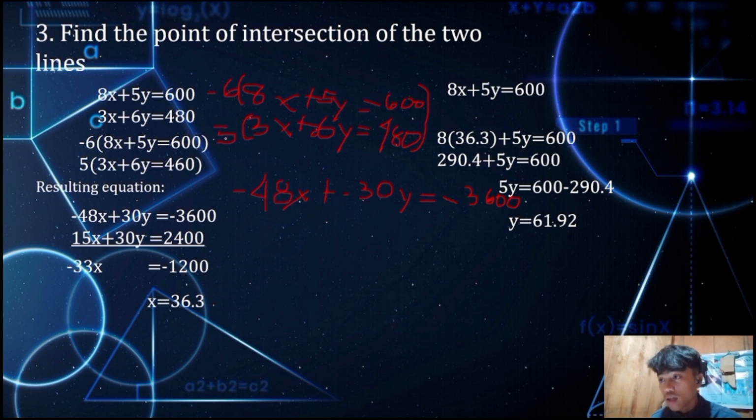At yung 5 naman natin, 5 times 3x equals 15x plus 5 times 6y equals 30y equals 5 times 480 equals 2,400. So ngayon, pwede na natin ma-eliminate yung y. So, tatanggalin natin to siya. Y, so matitira na lang ay negative 48x equals negative 3,600.